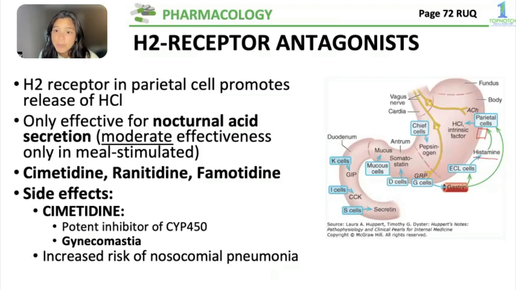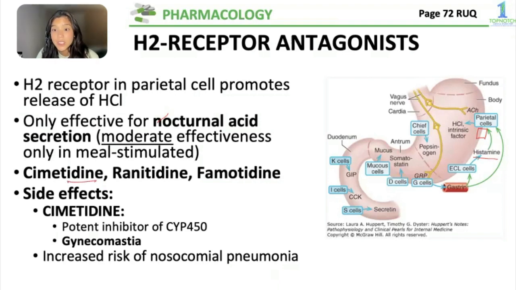Okay. Now, H2 receptor antagonists are mostly used to help heal gastric and duodenal ulcers. They are less effective than PPIs, but they are very good at suppressing nocturnal acid secretion, meaning at night, the acid secretion is reduced by up to about 70% with the use of your H2 receptor antagonists. Now, its effect in meal-stimulated acid secretion is less effective. So it's only moderately effective versus your PPIs, which are more effective in that regard. So what are the examples of your H2 receptor antagonists? They all end in idine. So cimetidine, ranitidine, famotidine. Okay.